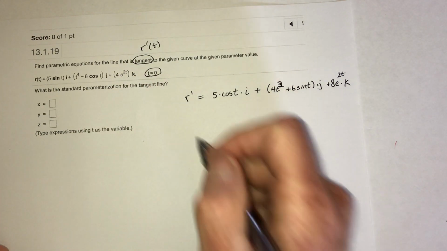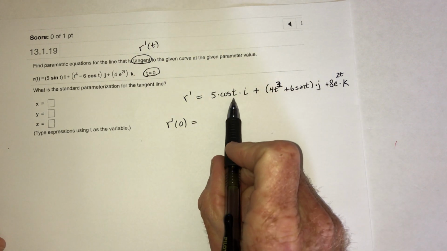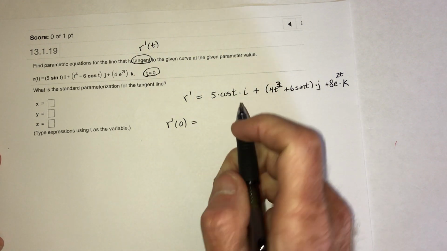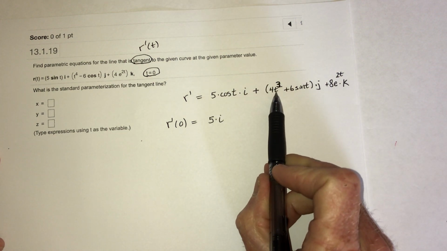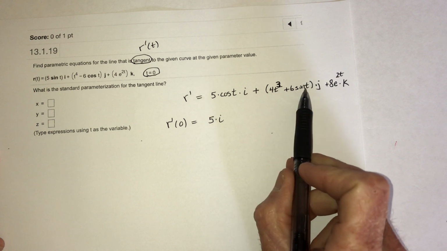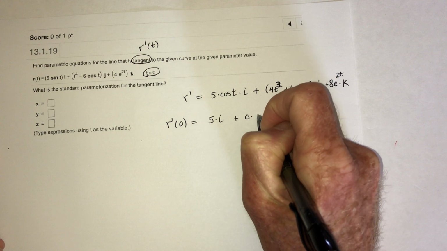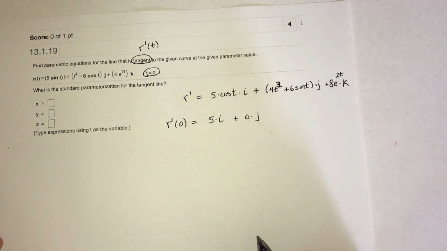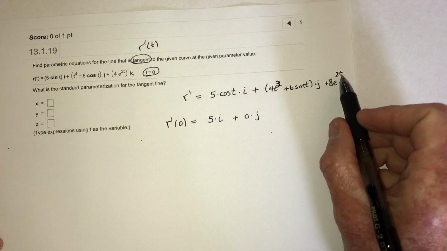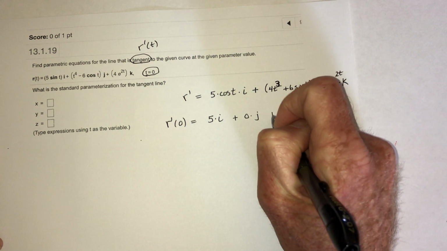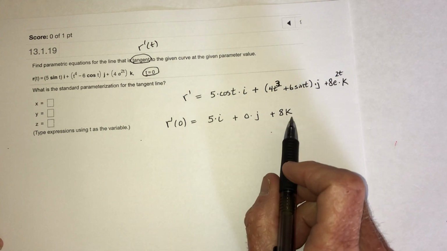And then plug in 0. So let's see, cosine of 0 is 1, so that means this is 5 times 1. If you plug in a 0, that will be 0, and also sine of 0 is 0, so that means that the middle one is 0. And you could either just not write it, or you could say 0j. And then e to the 0 is 1, which means that it leaves 8k. So this is our vector.